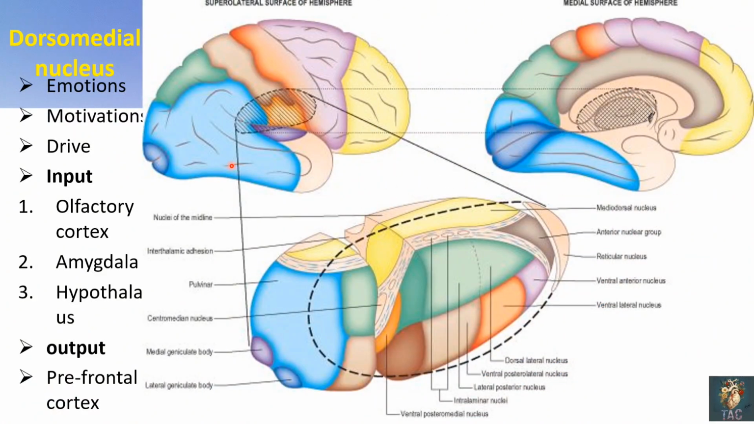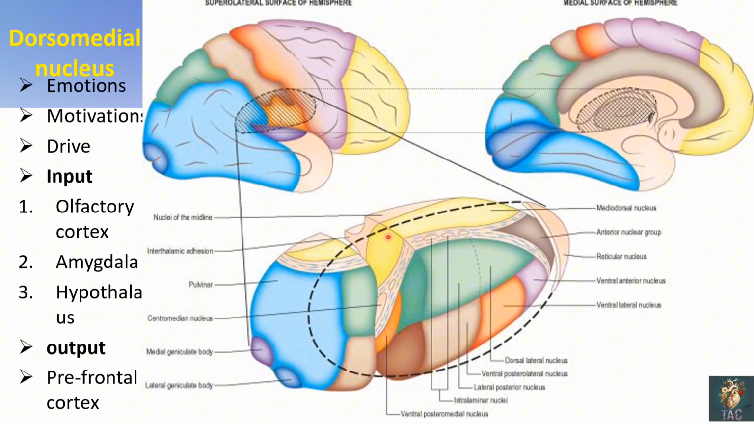Next is the dorsomedial nucleus group. In this area of the thalamus, you can see the dorsomedial or mediodorsal nuclear group present over here. And in the cerebral cortex, you can see the areas which are related to the dorsomedial nuclear group. The main important functions of the dorsomedial nuclear group are that they are related to emotion, motivation and drive. Input comes from the olfactory cortex, from the amygdaloid body and the hypothalamus into the dorsomedial or mediodorsal nuclear group.